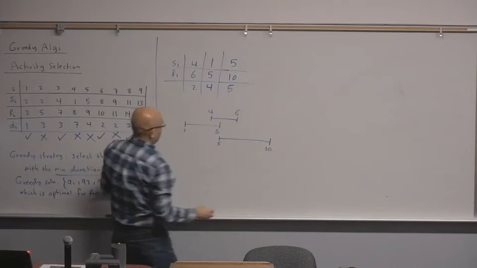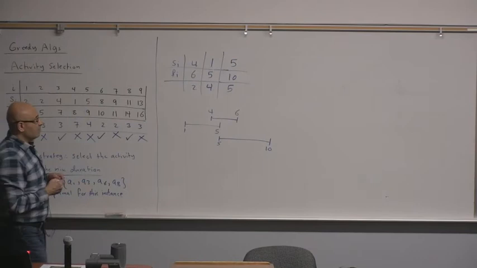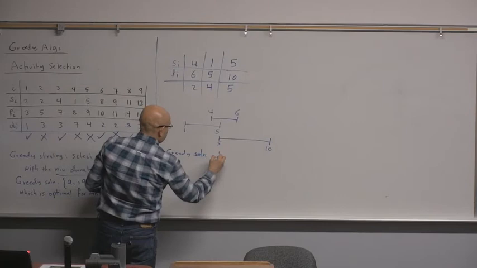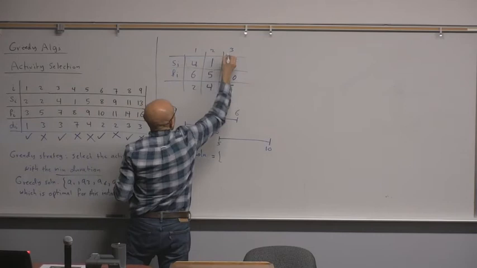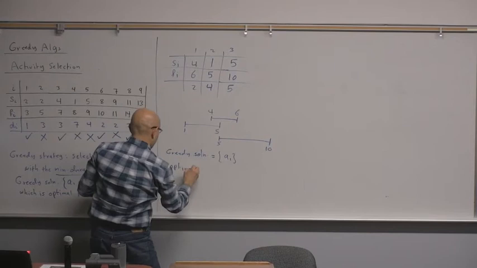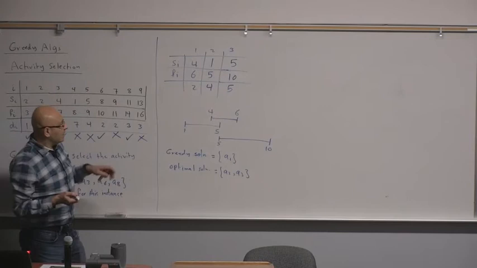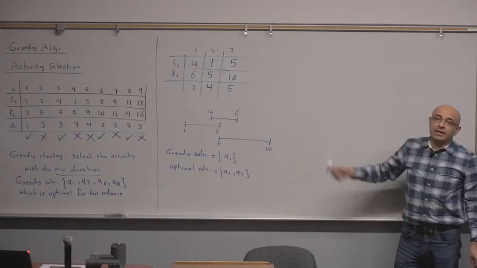So a minimum duration that conflicts with two others is not going to give an optimal solution. The greedy solution is going to be what? Activity 2, by itself, while the optimal solution is activities 1 and 3. So here, one small counterexample will prove that this greedy algorithm is not optimal. It doesn't give an optimal solution for all instances.